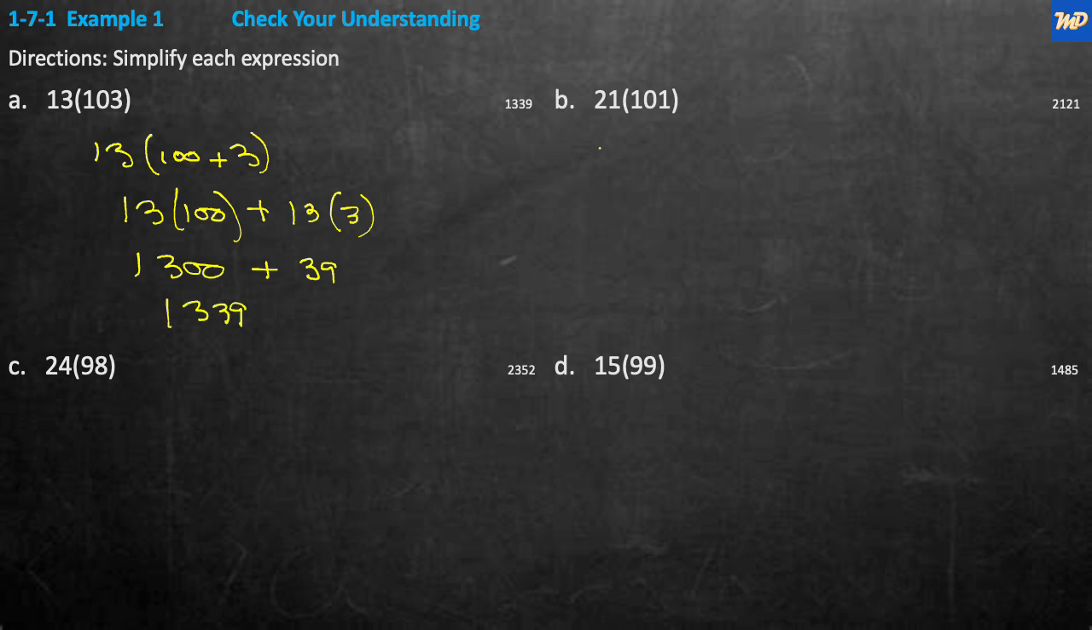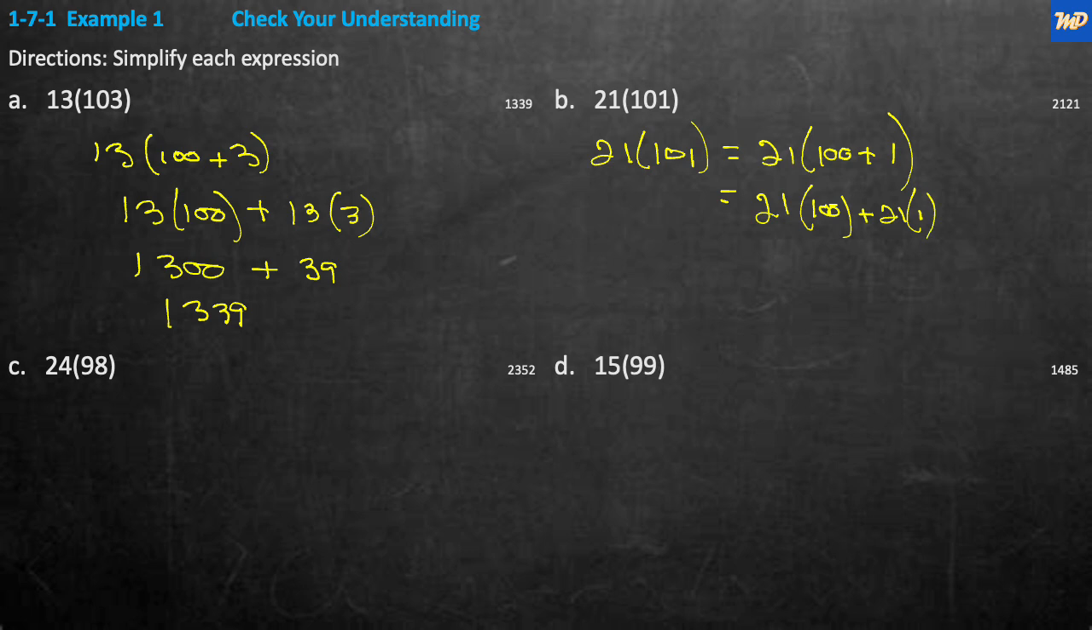How about this one? 21 times 101. And that can be equal to 21 times 100 plus 1. Okay, or it could be equal to, then we can take it further, 21 times 100 plus 21 times 1. So 2100 plus 21 times 1 is 21. So 2121. These are pretty easy, aren't they?